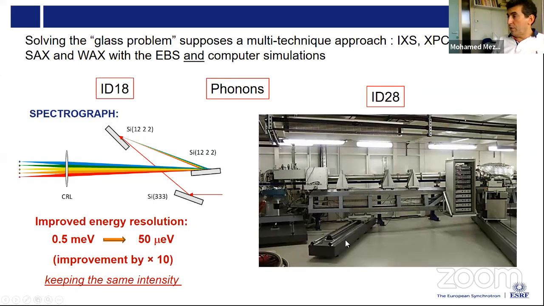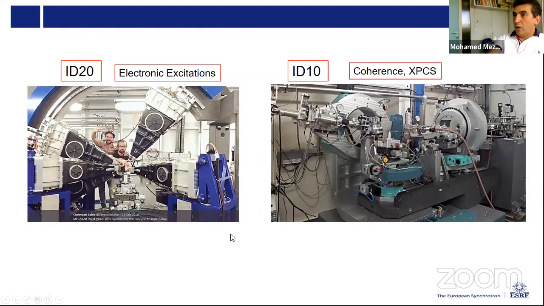Also, ID28 could be used, with a very nice phonon spectrometer that you can see here. It's a beautiful instrument. Also, ID20 could be employed to look at the electronic excitations, and as you can see, this is also a quite impressive instrument. And coherence experiments could be performed at ID10 for the XPCS, and also on the future ID18, where a fully coherent beamline is planned to be built.